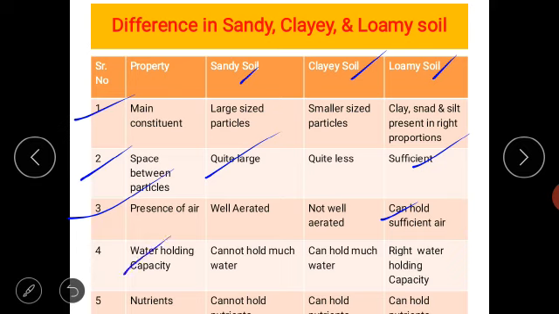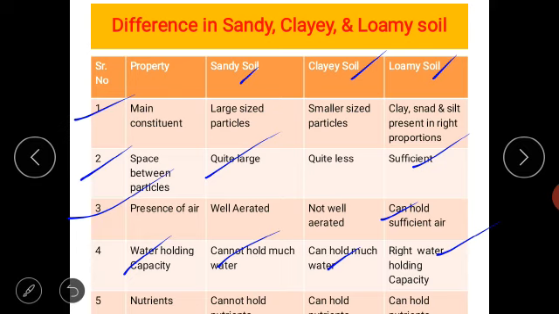Fourth, water holding capacity. Depending upon the space between particles, the property that we have studied decides the water holding capacity. In case of sandy soil, it cannot hold much water, clay soil can hold much water, and in loamy soil, the right water holding capacity is achieved.